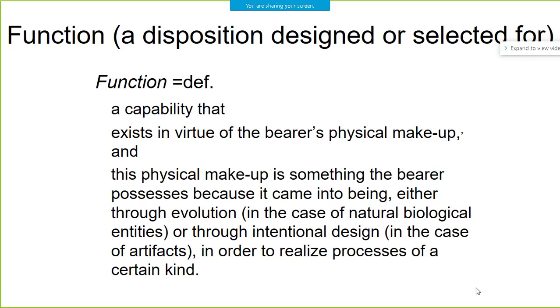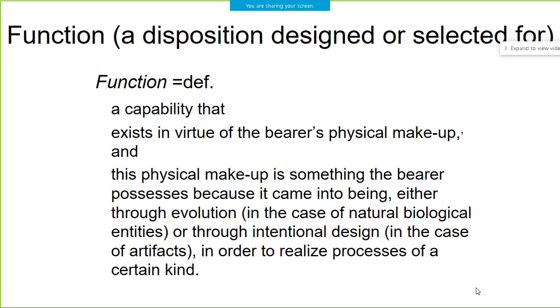Now let's talk a little bit about functions. A function is a capability. It exists in virtue of the bearer's physical makeup because all capabilities are based on the physics of the bearer because they're all dispositions. And, this is the important thing, this physical makeup is something the bearer has because it, the bearer, came into being either through evolution or through design to realize processes of a certain kind.